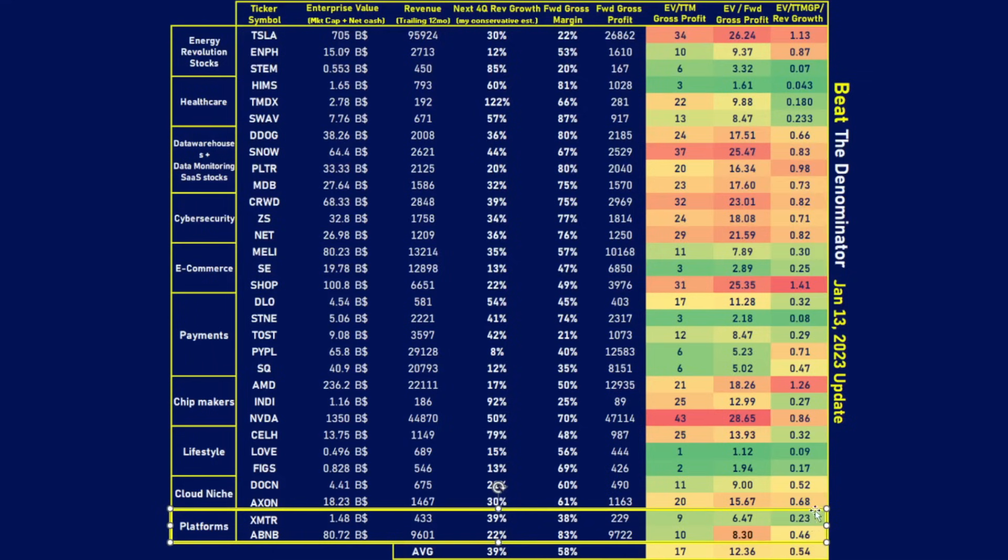Xometry is in the first quartile, cheapest in my spreadsheet. I like Xometry at these levels. I think it's a cheap stock. And Xometry focuses on the design and manufacturing of small batch parts. So, for example, CNC machining is a big part of their business. Say you have engineers in a development center, they want to have a part done. They would contact a shop in the past and get an estimate and then get the part done.